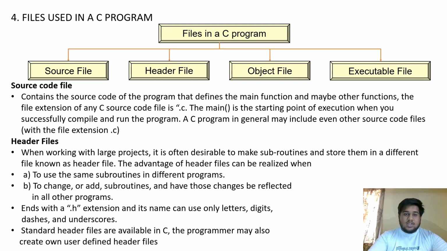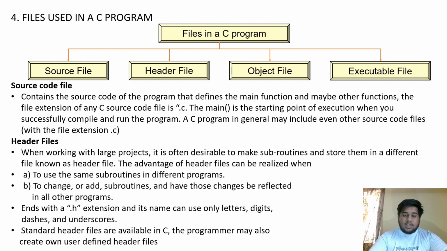Files used in a C program. The files in a C program are the source file, header file, object file, and executable file. The source code file contains the source code of the program that defines the main function and maybe other functions. The file extension of a C source code file is .c. The main function is the starting point of execution when you successfully compile and run the program. A C program may also include other source code files, header files.